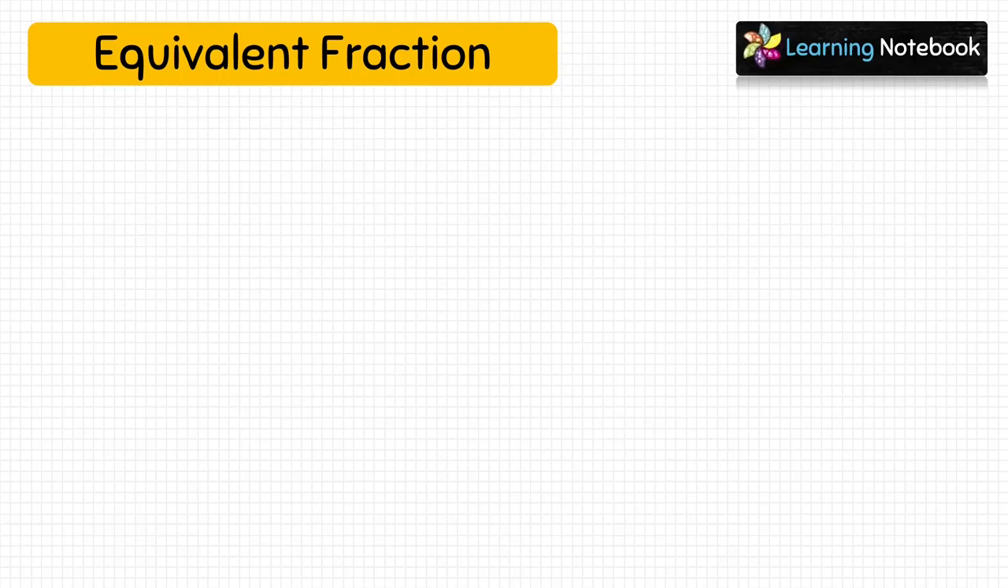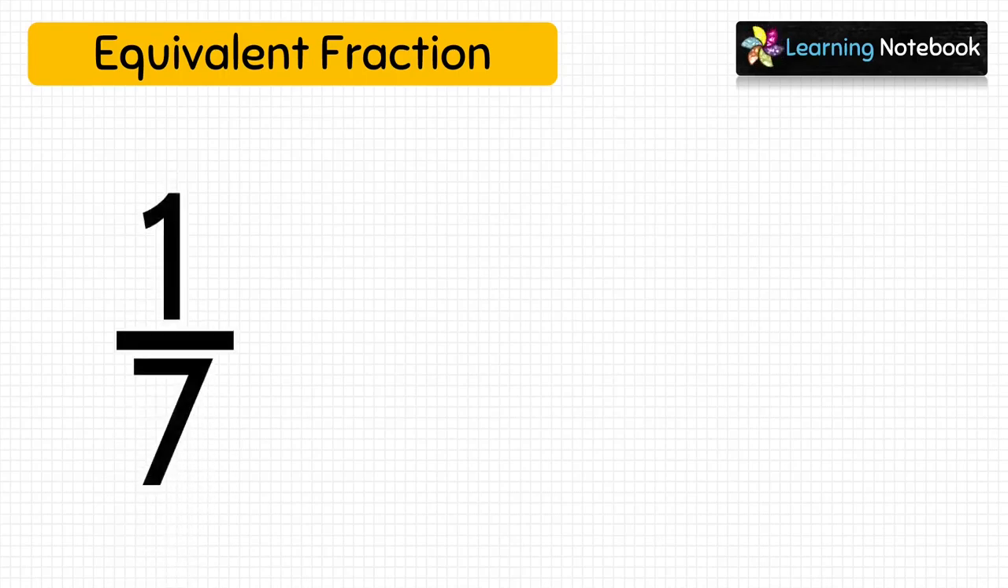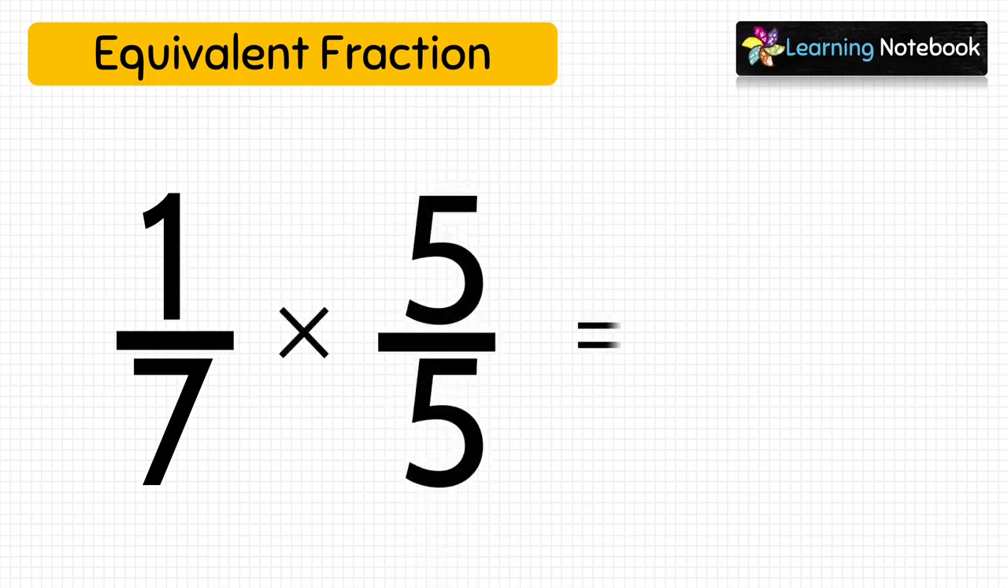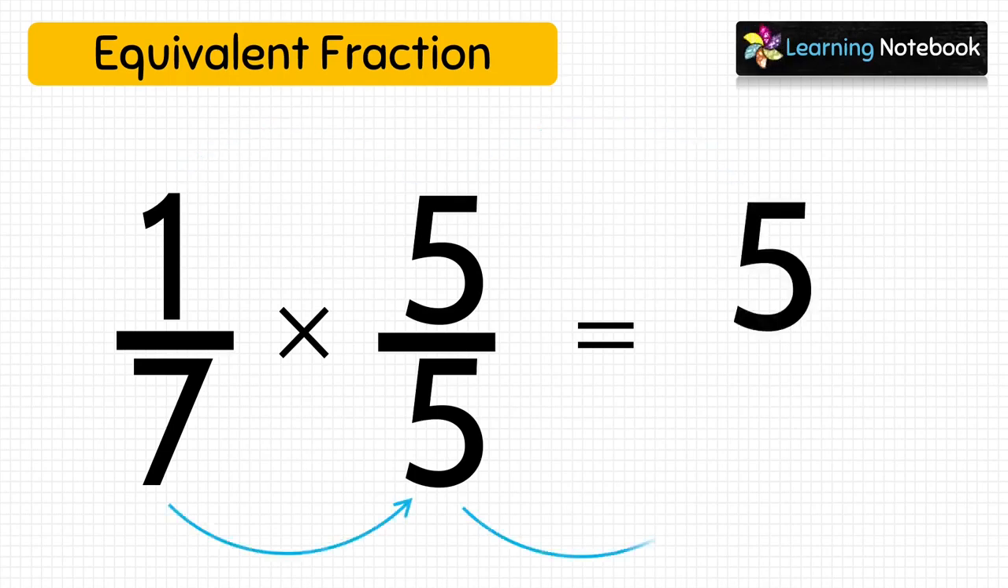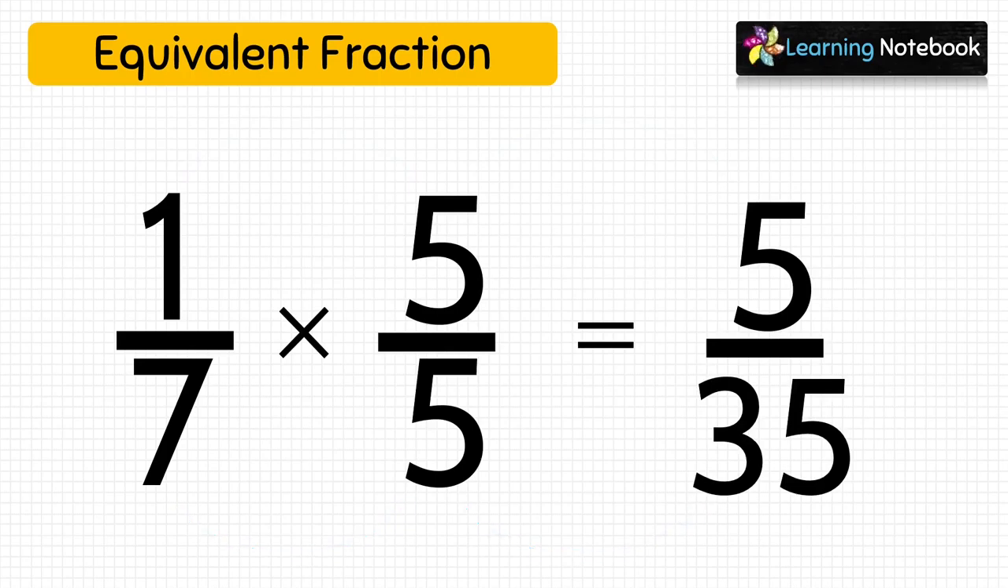Now let's take another example. The fraction is 1 by 7 and we have to find its equivalent fraction. So let's multiply both numerator and denominator by the same number, let's say 5. So 1 into 5 equals 5 and 7 into 5 equals 35. So 5 by 35 is an equivalent fraction of 1 by 7.